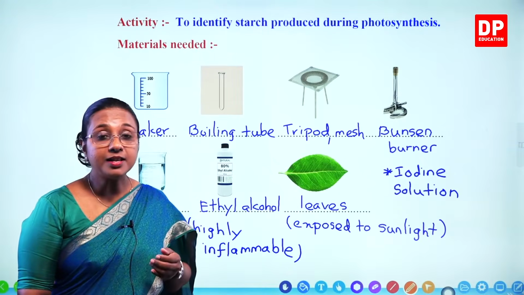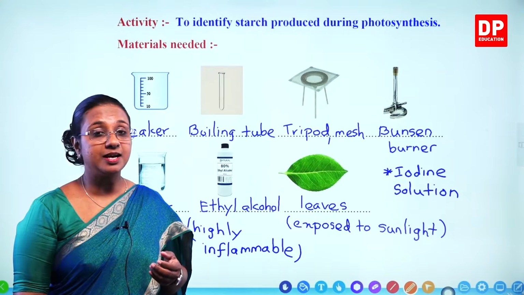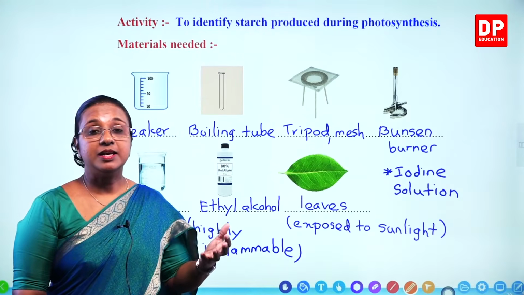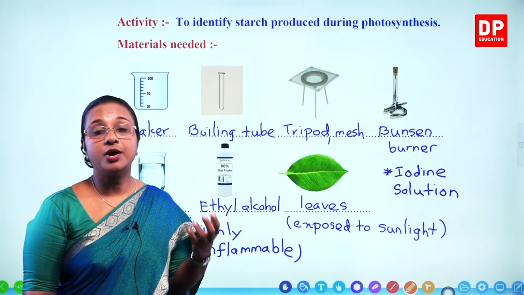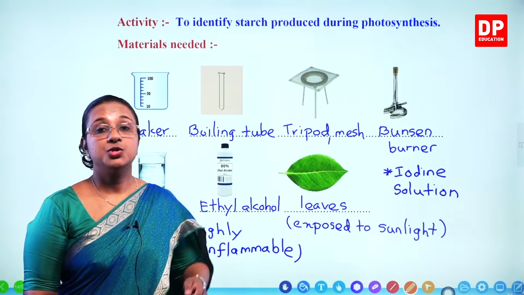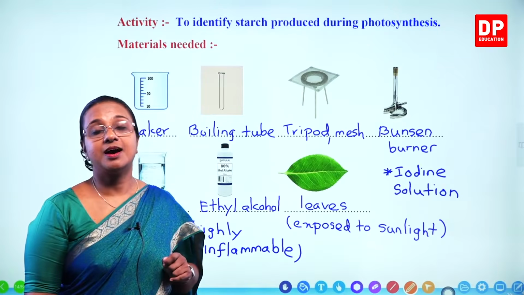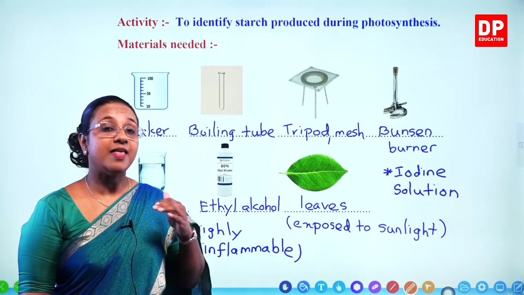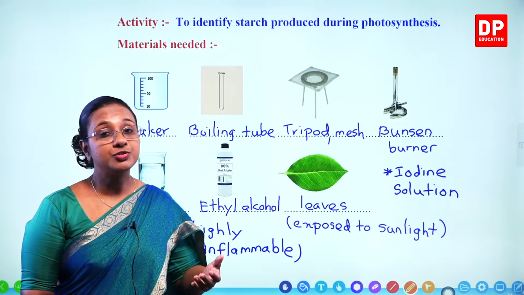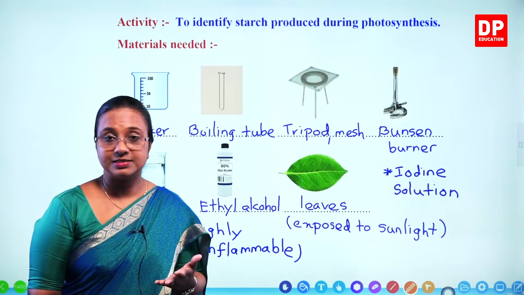And what is the color change you observe with starch? Iodine becomes dark purple or dark blue in color. So if we see that observation, that means there is starch present in the leaves. And therefore we can say photosynthesis has taken place.